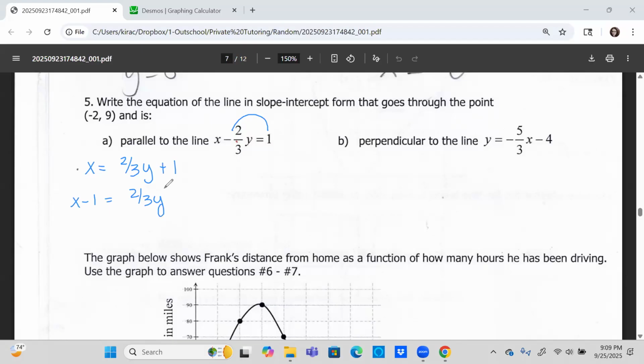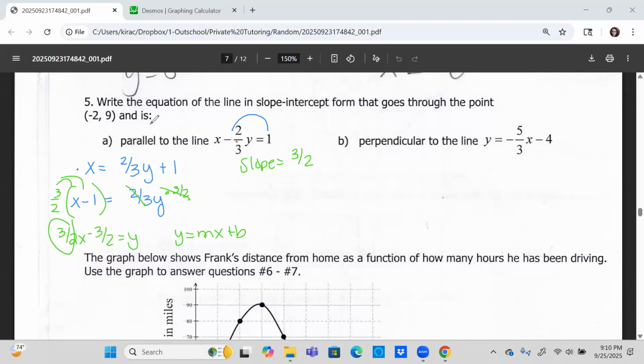And I want y by itself, so I'm going to times by 3/2, right? That's the reciprocal. 2/3 and 3/2 will cancel. Times this one by 3/2. So 3/2 x minus 3/2 equals y. So this is y equals mx plus b. This is the m. So the slope is 3/2. Okay. And parallel means they need to have the same slope.